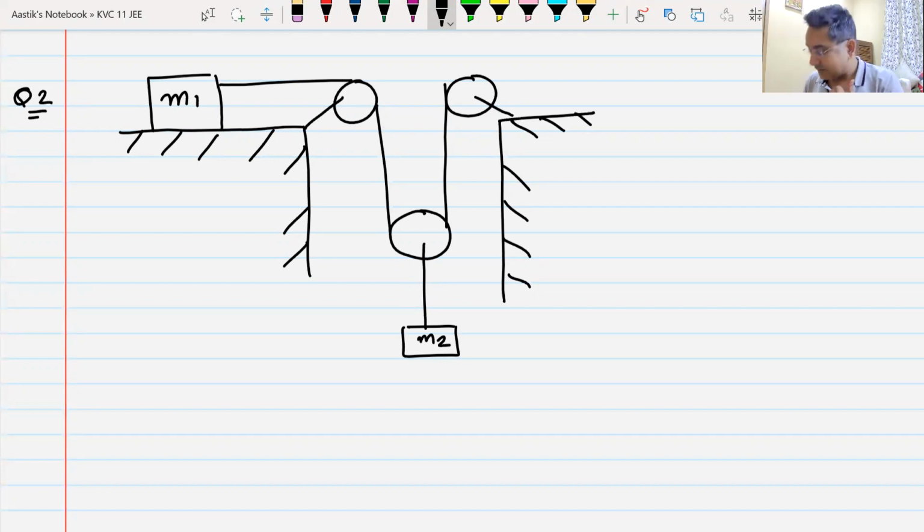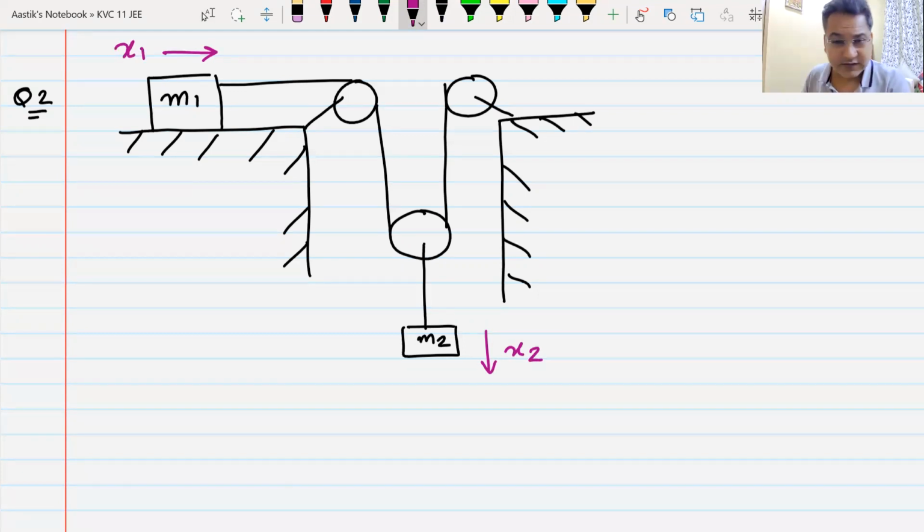So first of all, tell me how this system can only move in one way. There is only one way this system can move. How is this system going to move? Downwards. M2 has to move downward, so let me call that it moves downward with x2. Then what will happen with M1? Where will it move? It will move to the right side. So we have assumed that this is how the system moves, and this is how you must get the constraint relation.